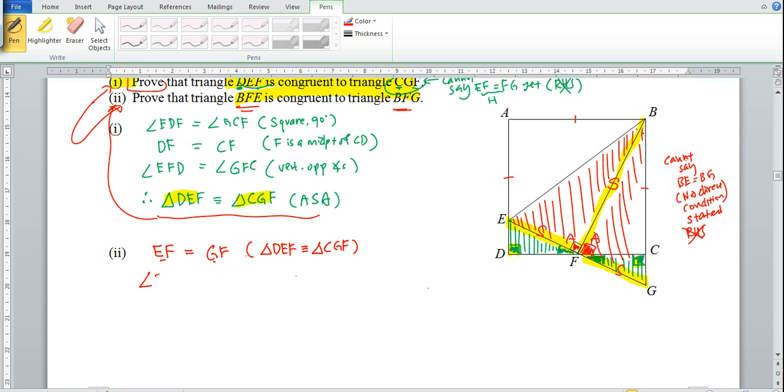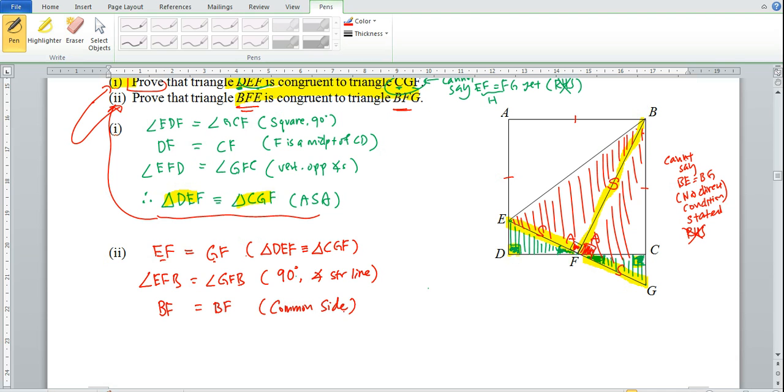I have an angle EFB that is given to be the same as GFB. This is given to be 90 degrees, and because it is an angle on a straight line, I can deduce that the other angle is also 90 degrees. So I'm going to write down the reason. The last reason is the trick that I mentioned about the common side. BF is the same as BF, because it is joined together, so I can hinge on this common side reason. So this is the SAS.